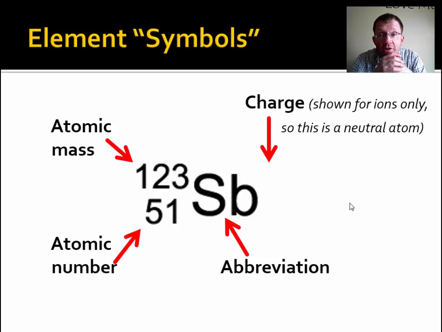We don't show that 0 typically. It's left off and assumed if it's not shown. So in this case, we're working with a neutral atom of antimony. That's it for atomic number, atomic mass, and introducing you to these symbols. We'll come back with calculating and practicing on some of these symbols in a little bit.